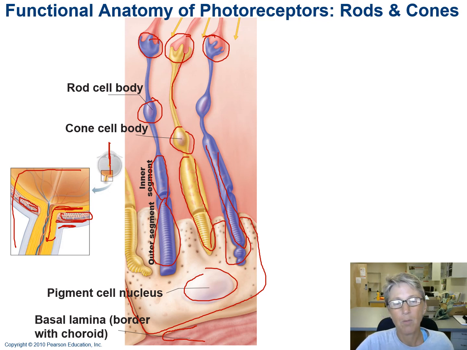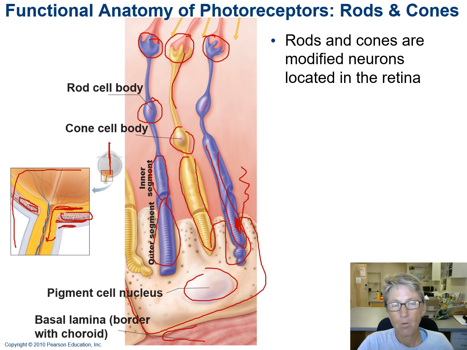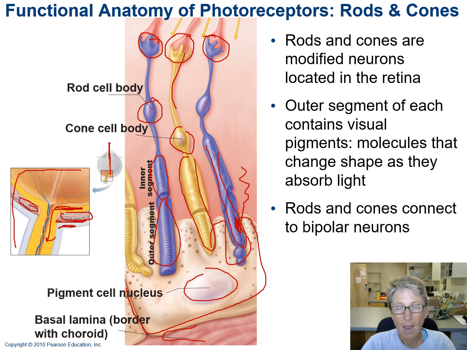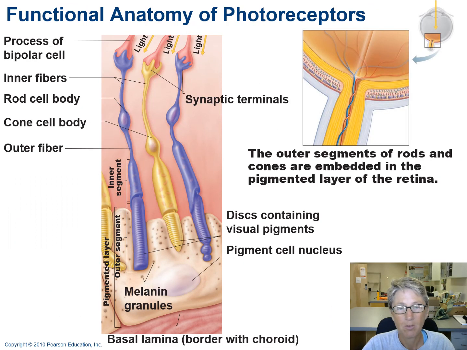So basically what we're going to talk about is that the light waves will come in here and they'll perform all their biochemistry out here in the outer segment of the rod and cone cells. So rods and cones are just modified neurons, so they're going to act a lot like the neurons I talked about at the beginning of this video. The outer segment contains visual pigments. Their visual pigments are molecules that will change shape when they absorb light. And then rods and cones synapse here with bipolar neurons.